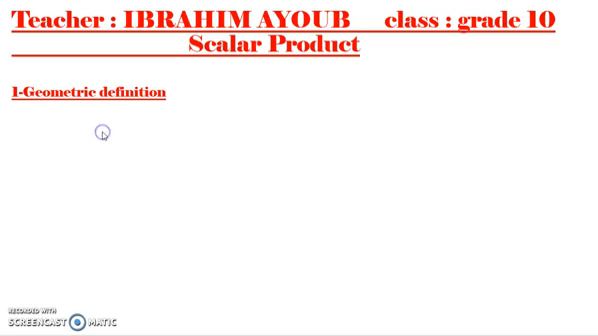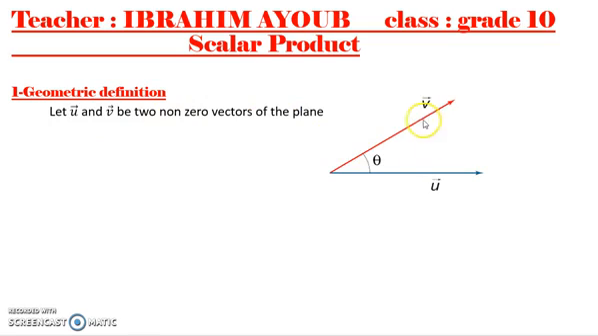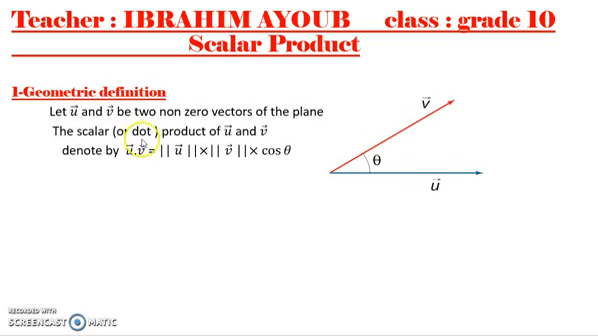For this, take two non-zero vectors u and v of the plane, and let theta be the angle between these two vectors. By definition, the scalar product or the dot product of these two vectors is defined by u dot v is equal to the norm of the vector u times the norm of the vector v times cosine of the angle between these two vectors.